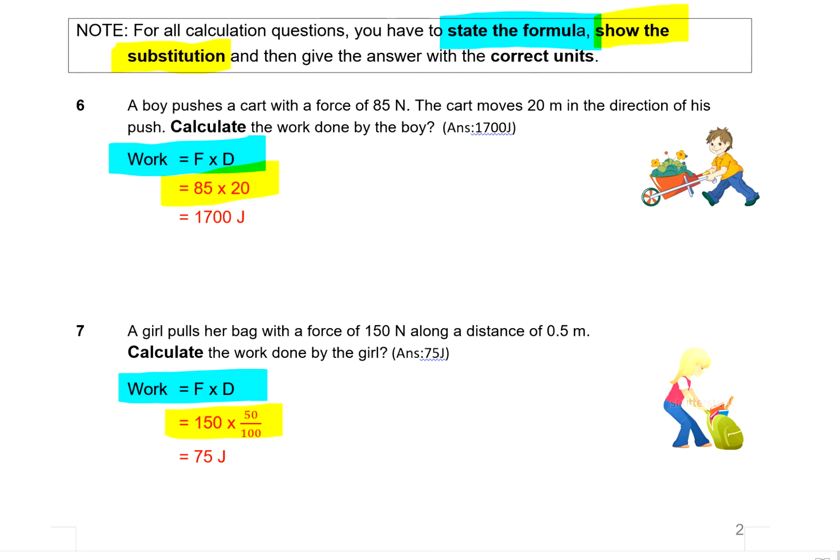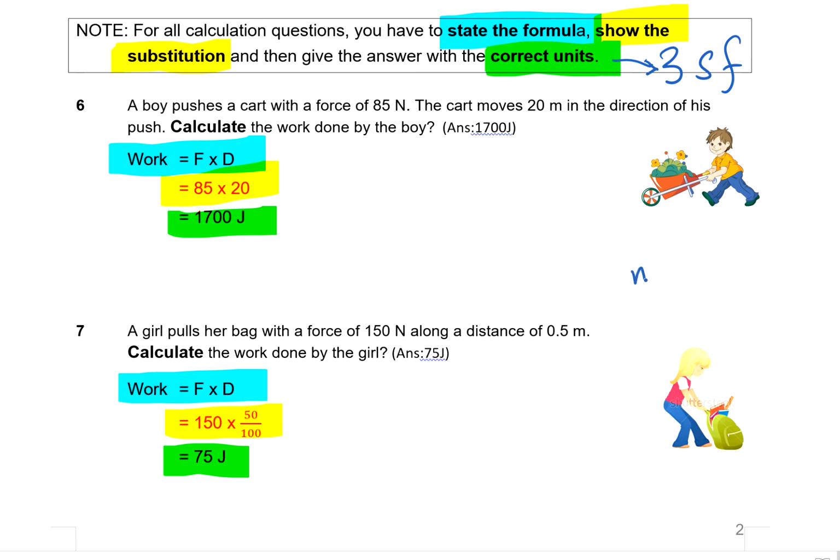And finally, your final answer has to be given in the correct units. So the units must be stated. And can I also just remind you that if it is a long string of numbers, give your answer to 3 significant figures, whether it's decimal or not, it doesn't matter. As long as you have anything more than 3 significant figures, you have to round it off to 3 SF. And definitely there should be no fraction, right? So please remember, no fraction is to be given as your answer.